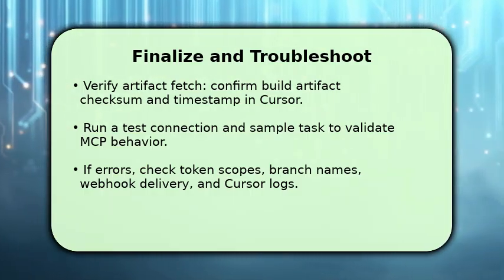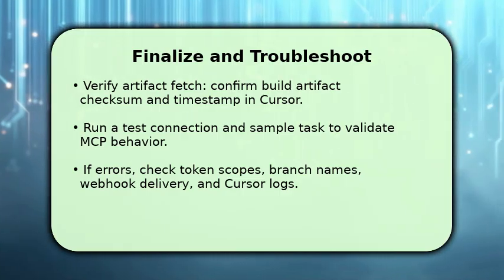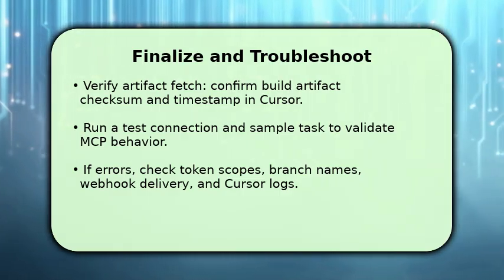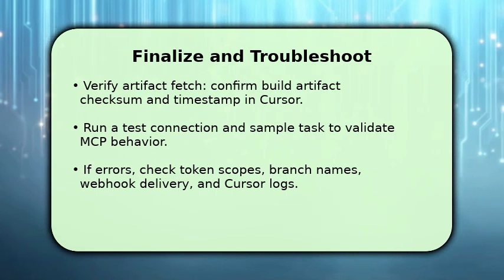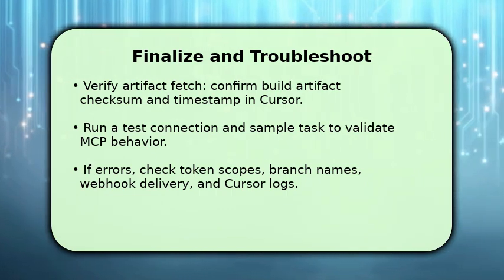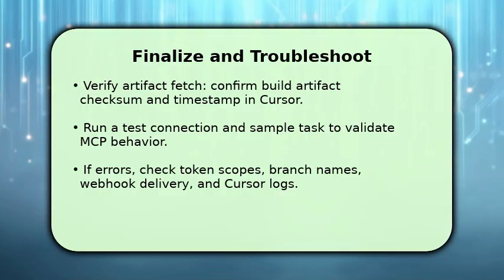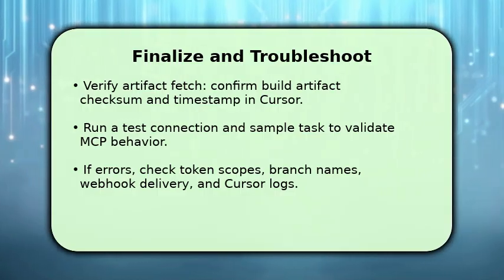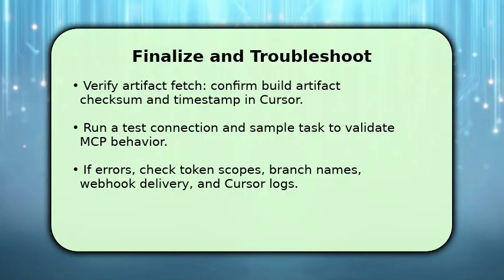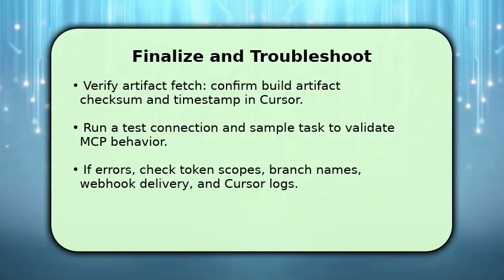If something fails, check common culprits: token scopes or expired PAT, incorrect branch or workflow names, failed webhook deliveries, or repository permissions. Make sure to inspect Cursor logs and GitHub action logs for clear error messages to speed troubleshooting, and then retry the connection.